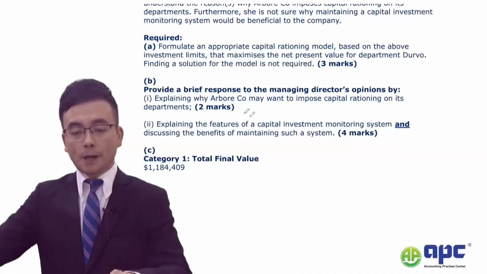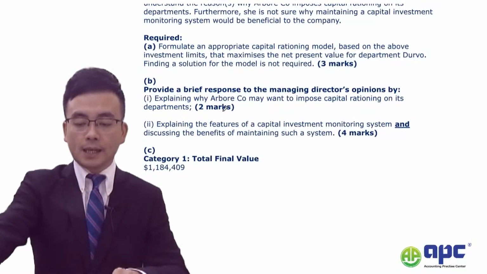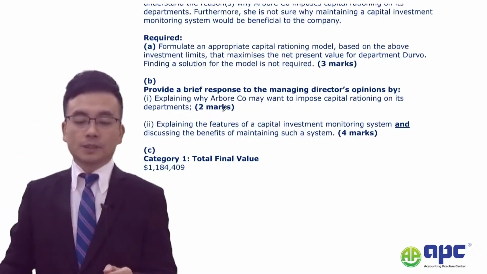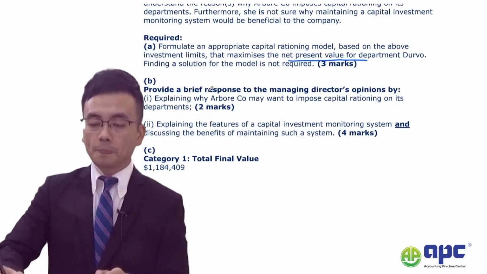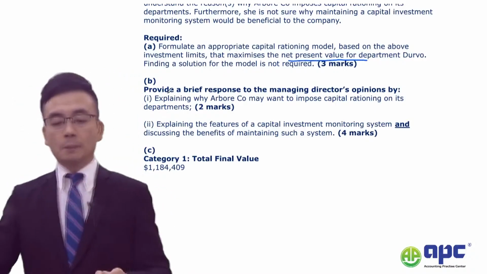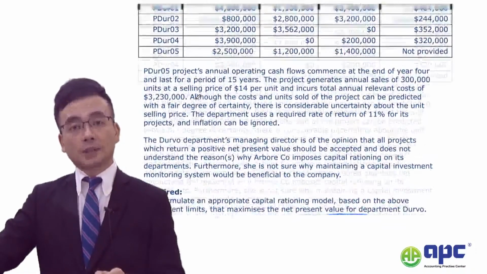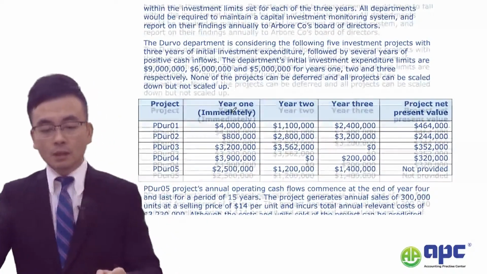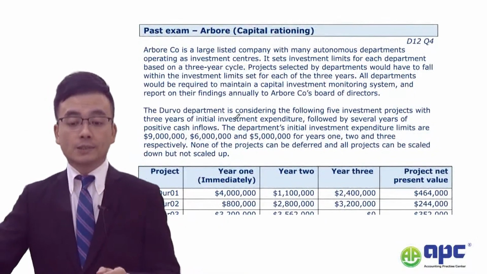We are required in part A to formulate an appropriate capital rationing model based on the investment limit, maximizing NPV for department D, and finding a solution for the model is not required. Okay, so this is the syllabus objective. So that's why we need to read the question.